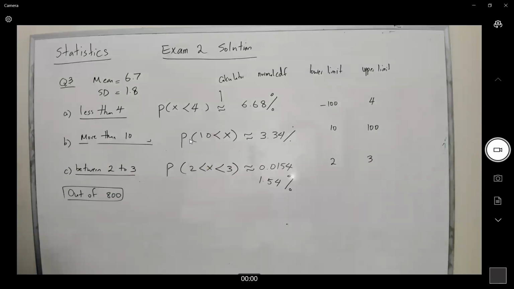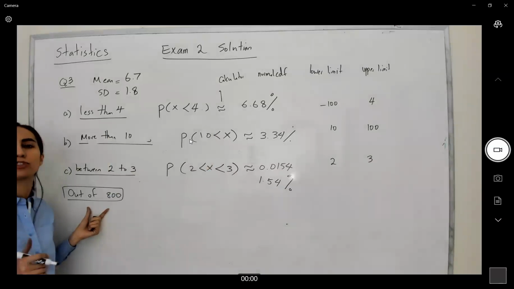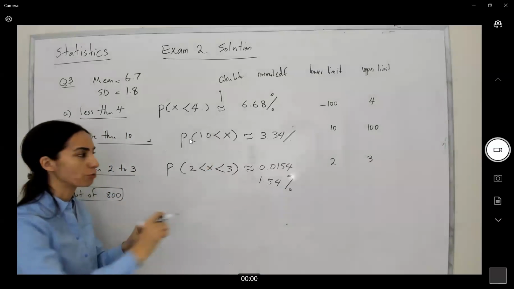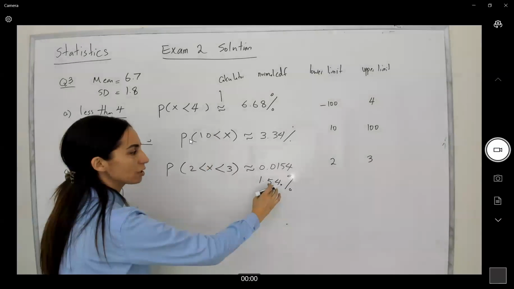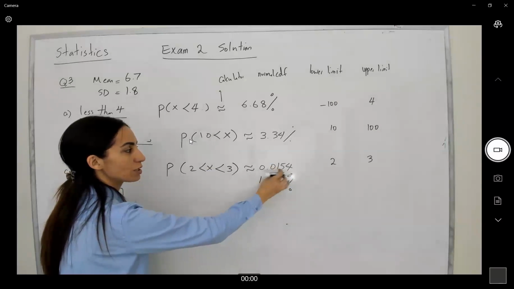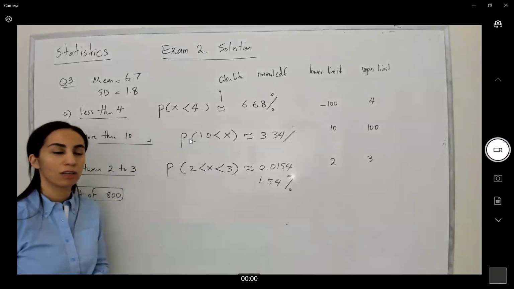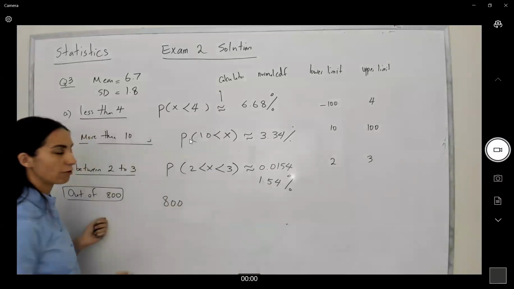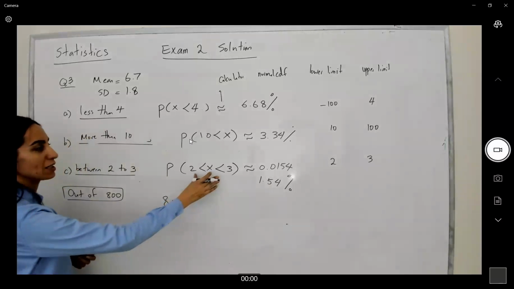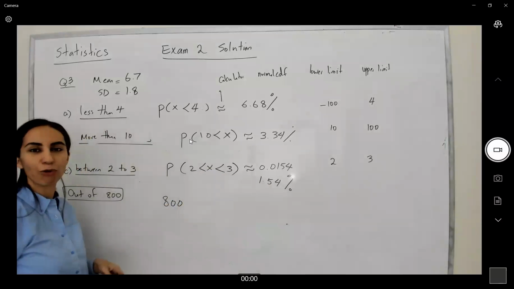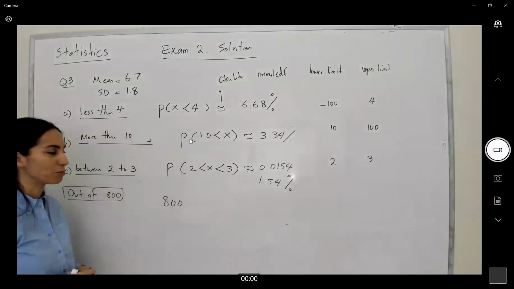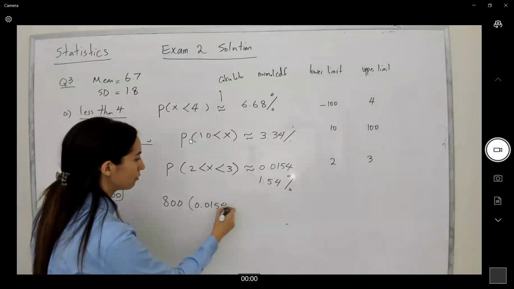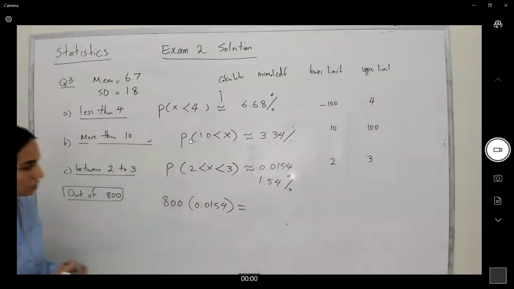Okay, perfect. Out of 800 of them, you know that the probability or the area or the proportion is 1.54%, or 0.0154. You multiply that by 800 to get the total number of users who are spending between 2 to 3 hours a month using the Facebook website. 0.0154. So how many do we get?